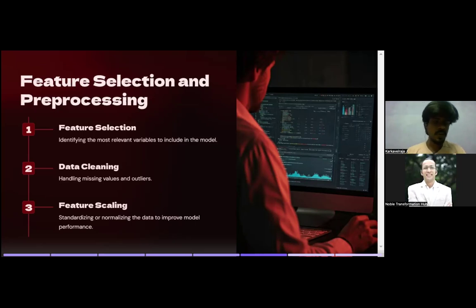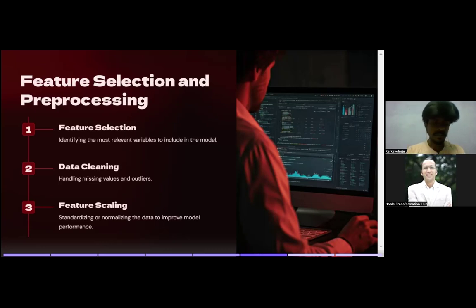Then we have something called data cleaning, handling missing values and outliers. You guys will be well versed in this, because I hope nearly 30 plus sessions we have done only these things. Handling missing values and outliers, so that is data cleaning. Feature scaling: standardizing or normalizing the data to improve model performance.